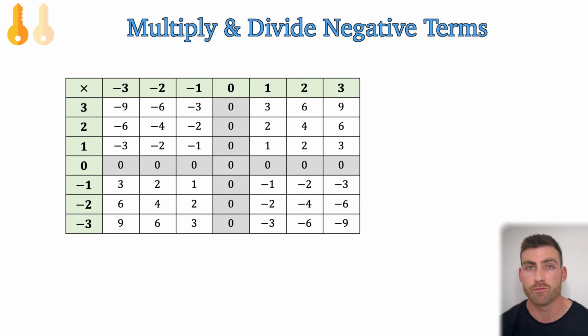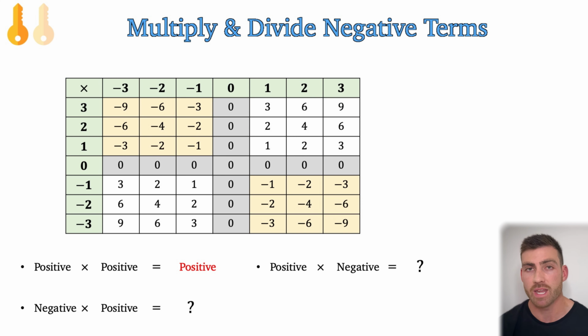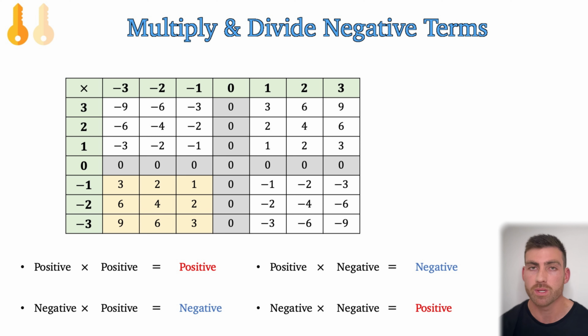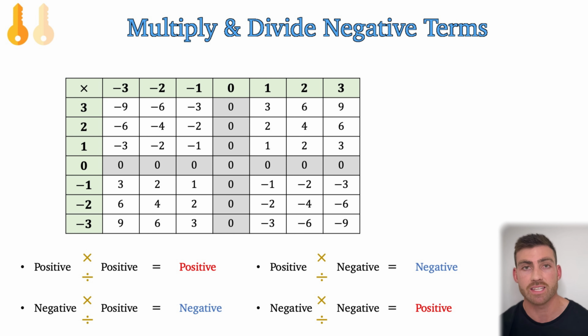This activity confirms the rules for multiplying positive and negative numbers. When we multiply two positives, we get a positive answer. When we multiply a negative by a positive, doesn't matter the order, we get a negative answer. When we multiply two negatives, we get a positive answer. Remember, the rules for dividing positive and negative numbers are the same as multiplying.